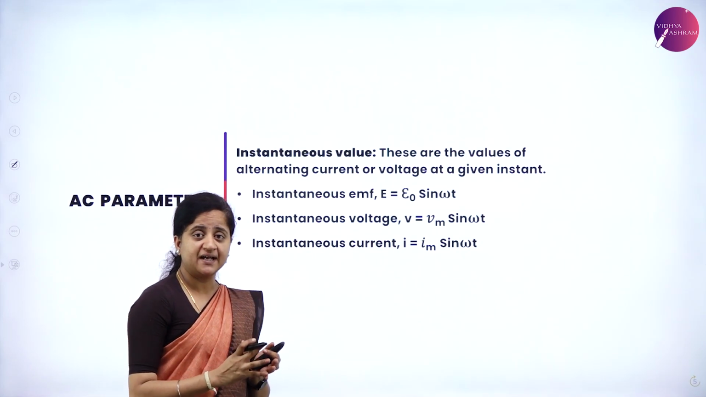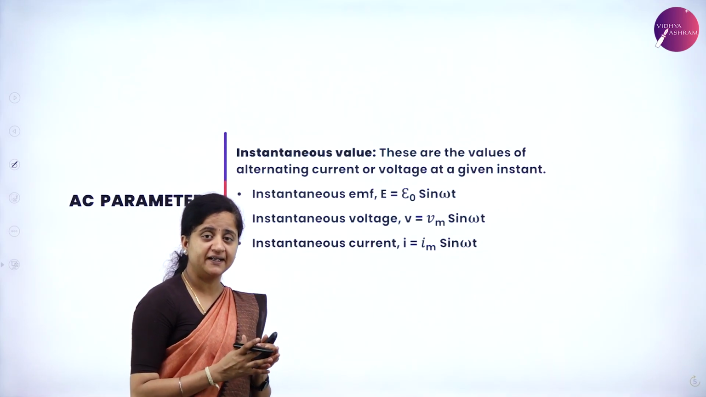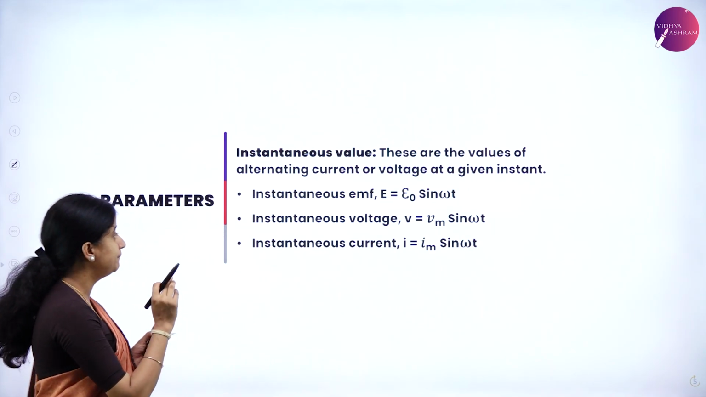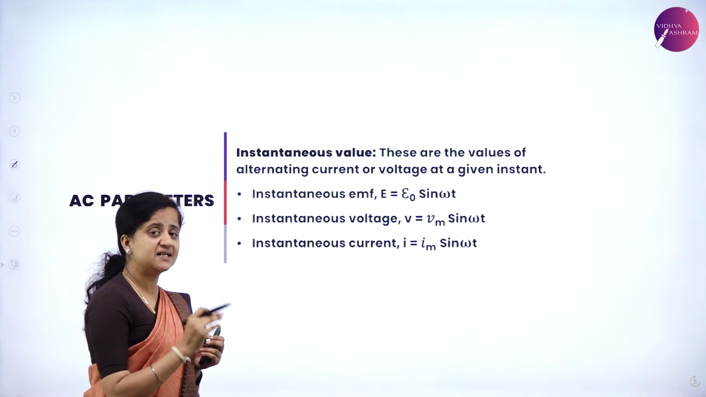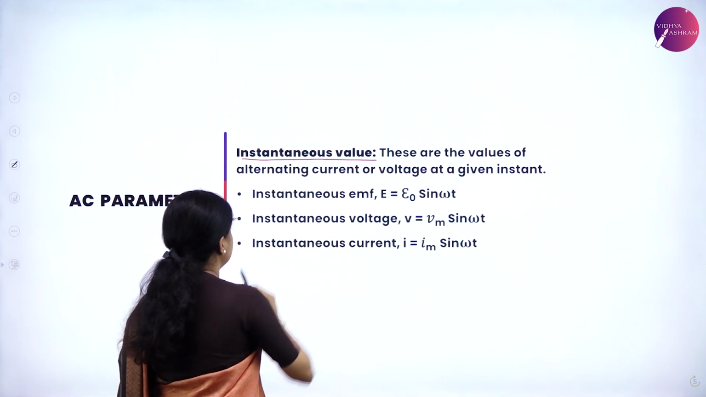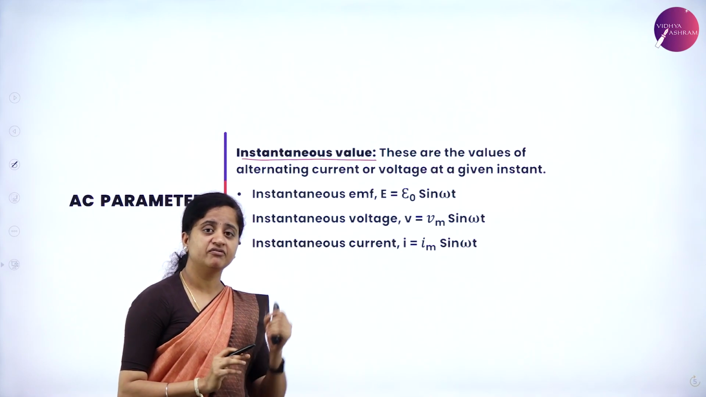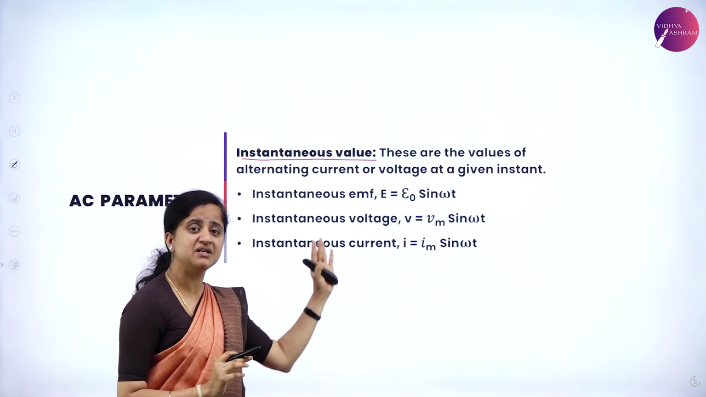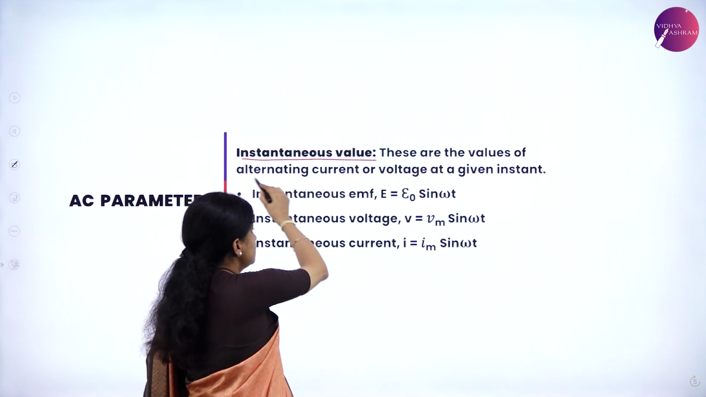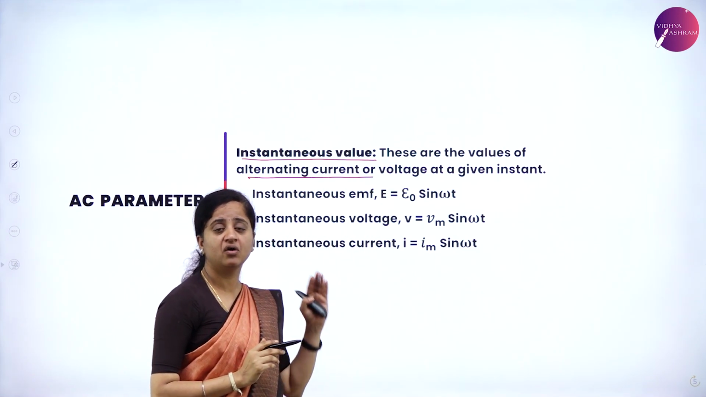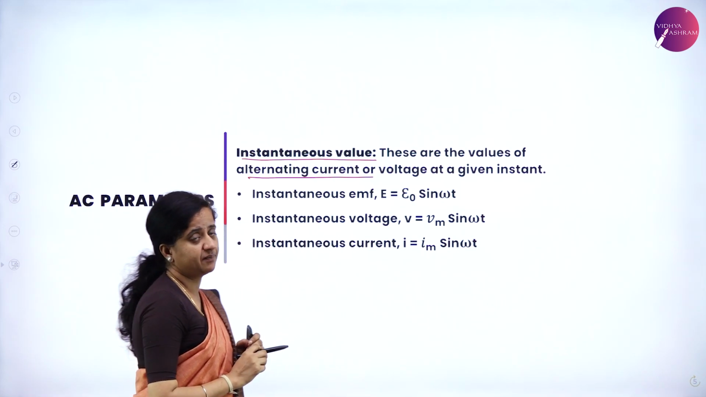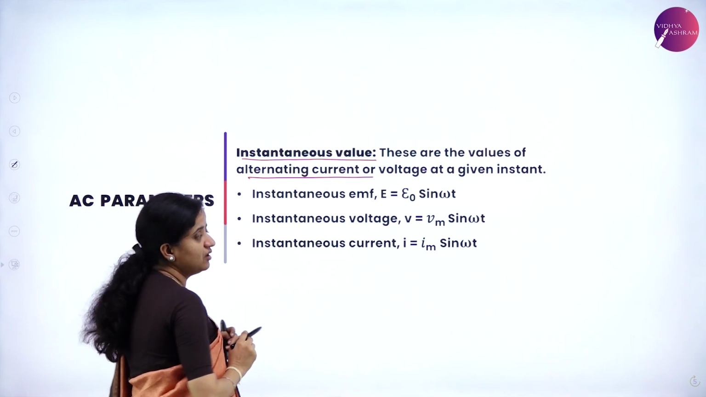So to understand completely about the alternating current or AC voltage, it is very important to know about certain parameters and we will call it as AC parameters. So let us start with instantaneous value. So what is the meaning of instantaneous value? The name itself says instantaneous, which means the values of alternating current or the alternating voltage at that particular instant of time or at a given instant of time.